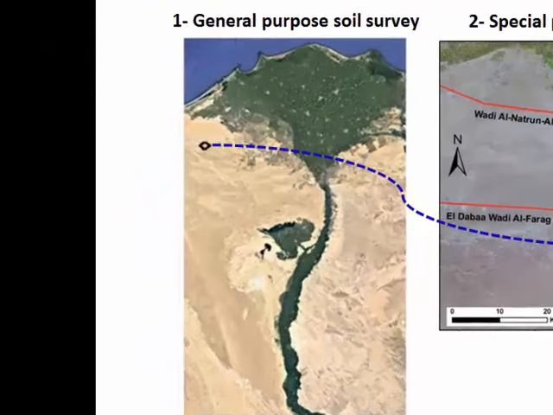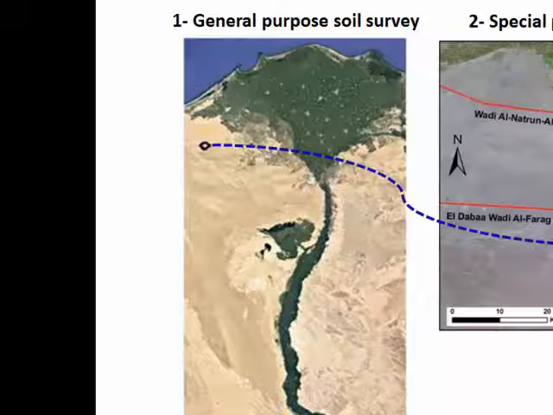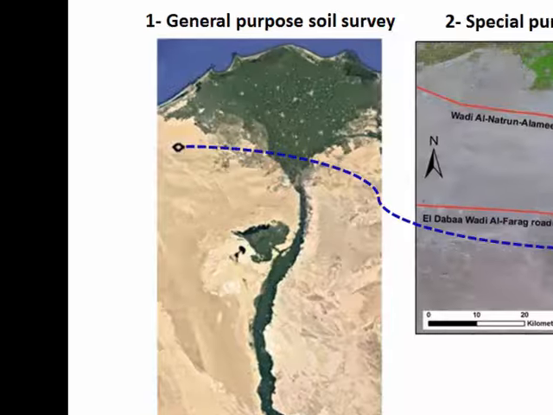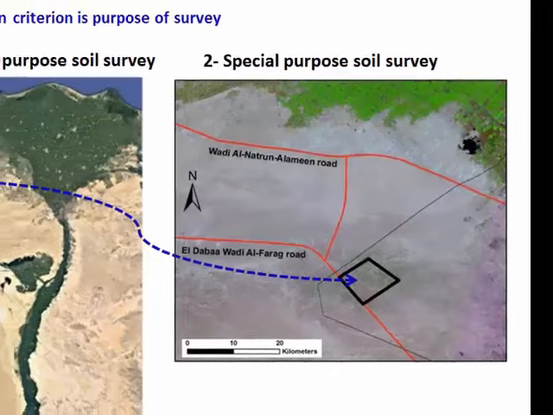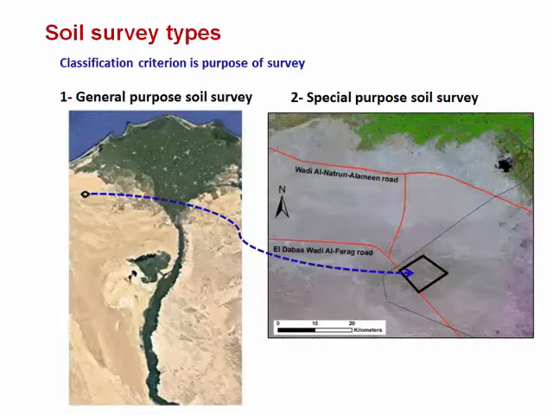The general purpose soil survey is one that is mainly performed to add information to the already existing inventory of soil information. This is commonly done for the national survey of the country or the region. The special purpose soil survey is done for a specific intended purpose. For example, survey for irrigation network planning, or survey for specific crop plantation.